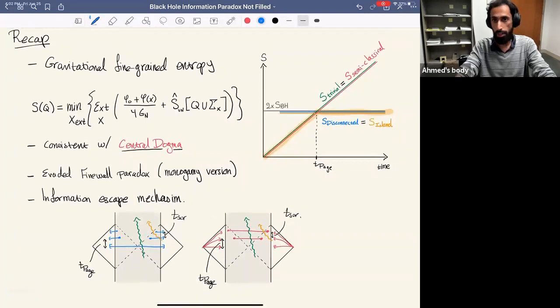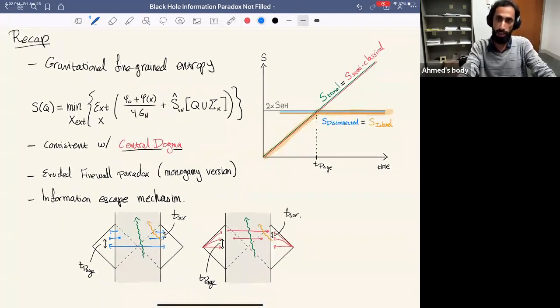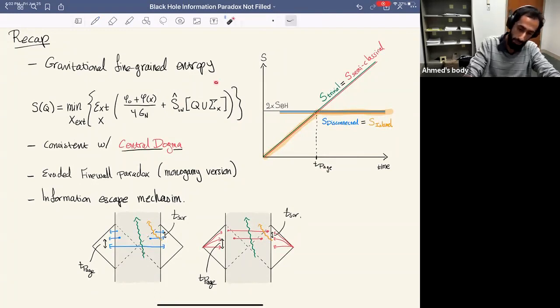So last time we saw how the gravitational fine-grained entropy formula, this formula that came down from above, produced an entropy curve for the Hawking radiation as well as the wormhole that's consistent with the central dogma. So that was awesome. The black hole really does seem to behave like an ordinary quantum system with a finite dimensional Hilbert space.